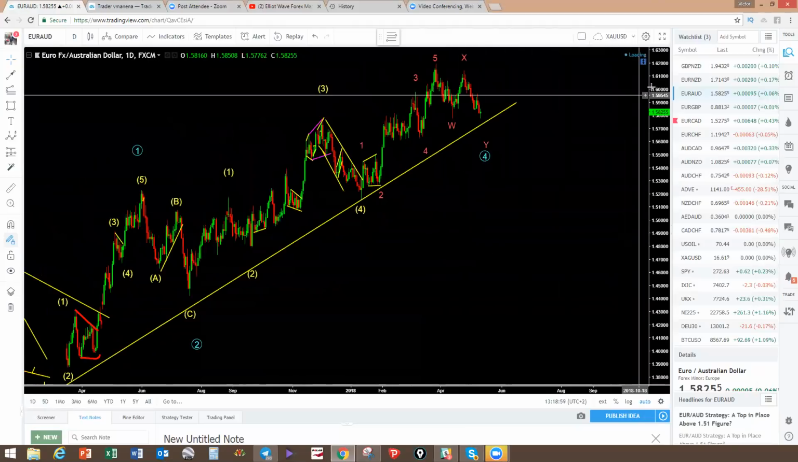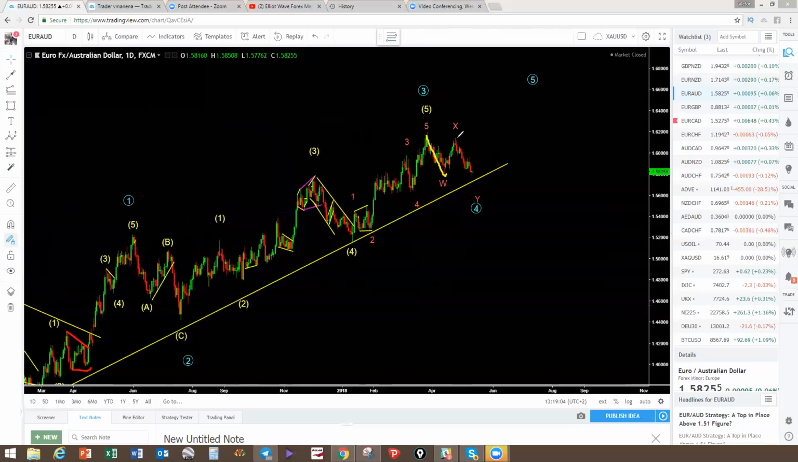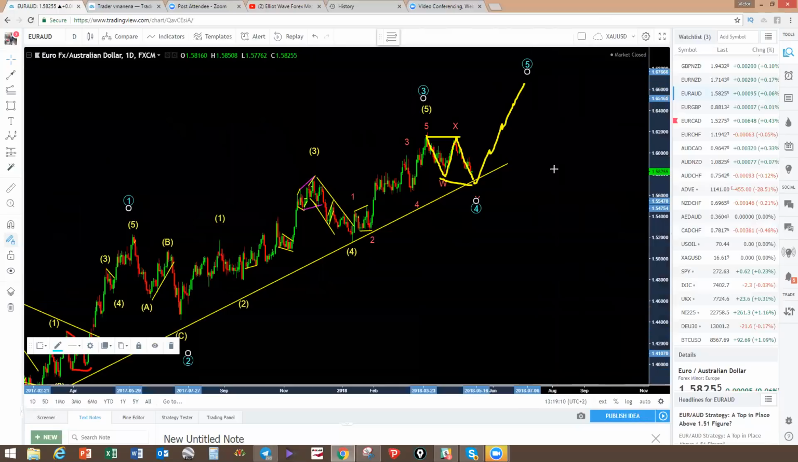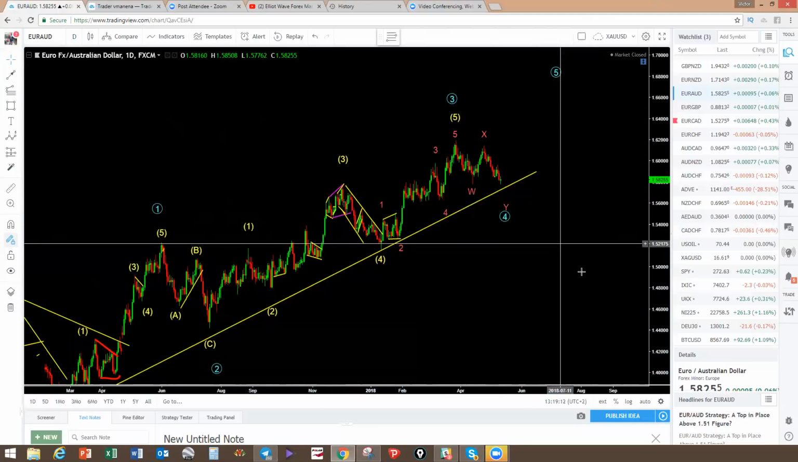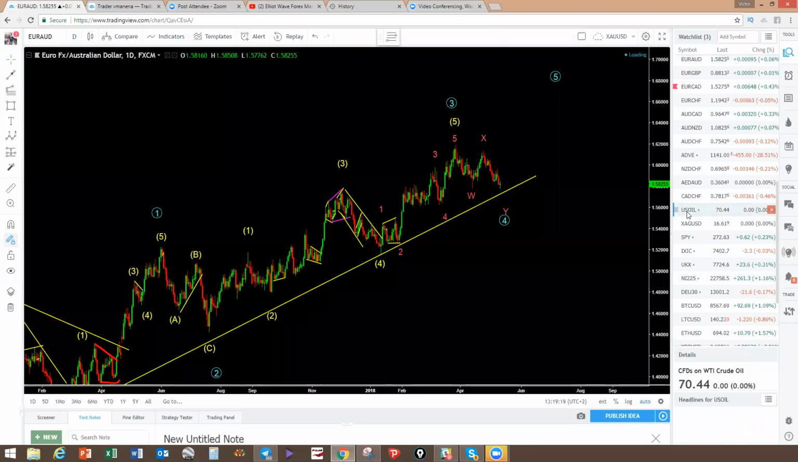So EURAUD, what you are going to be looking at right at the top is this correction when it takes the bottom here for upside. That's it. Okay. Right, that's EURAUD.